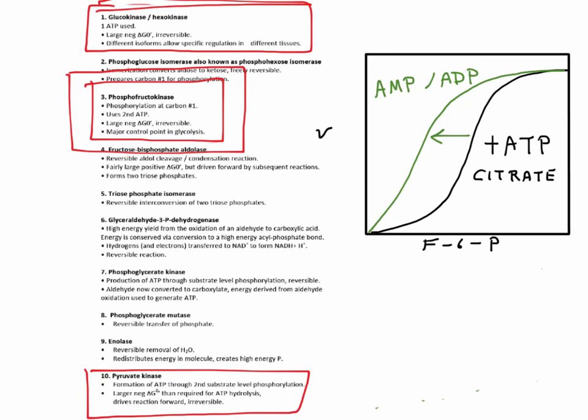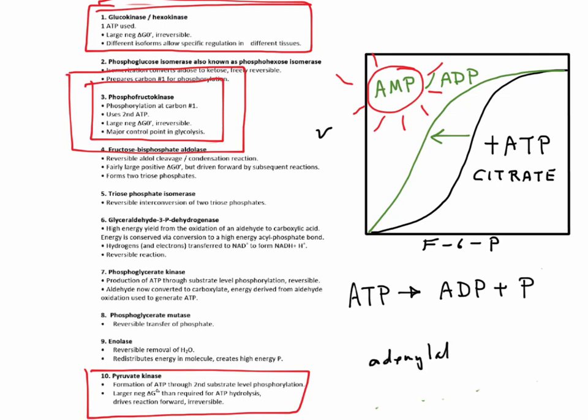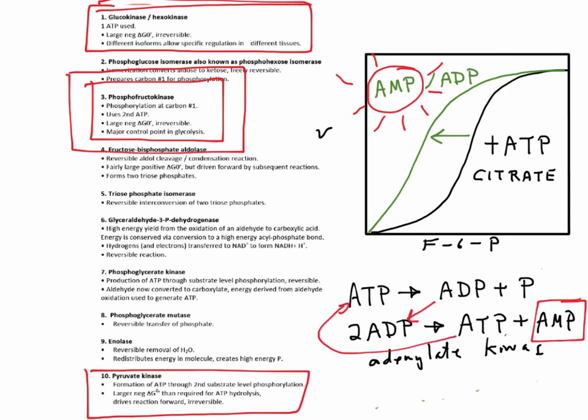AMP is probably the most important regulator of phosphofructokinase, and the question is why AMP? In most reactions where ATP is used, it's converted to ADP. But it turns out there is an enzyme, adenylate kinase, and this enzyme can take two molecules of ADP and convert them to ATP and AMP. So what happens when ATP is used is ADP accumulates, but the ADP is converted to ATP and AMP by adenylate kinase. So the net reaction is that when ATP is used, AMP accumulates, and that feeds back and inhibits phosphofructokinase.